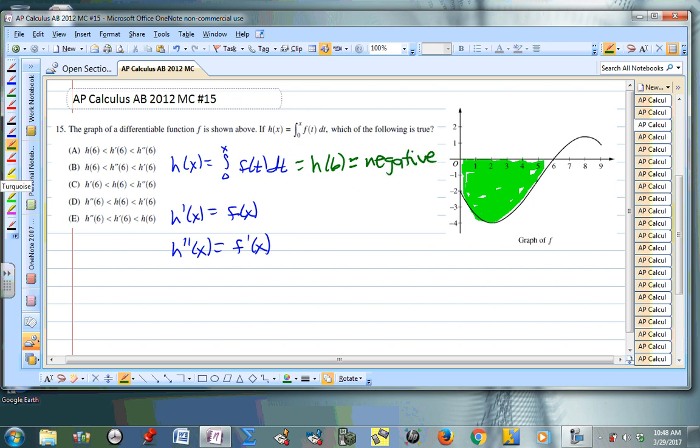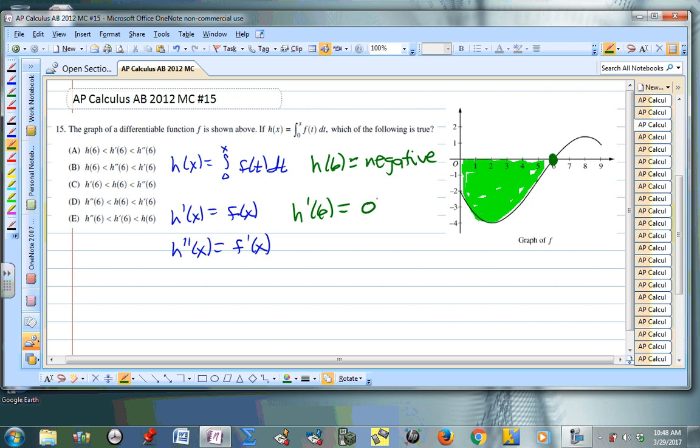Now let's go find h prime of 6. Well, it's going to be f of 6. So look on the graph, and the value of f when x equals 6 is 0. So h prime of 6 is 0. So right now we know we have one negative value, and we have one value that's 0. The negative value is less than 0.